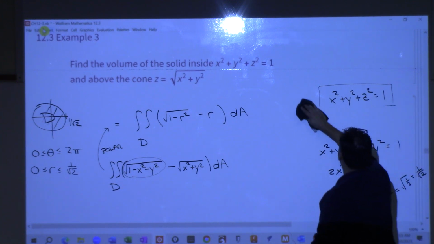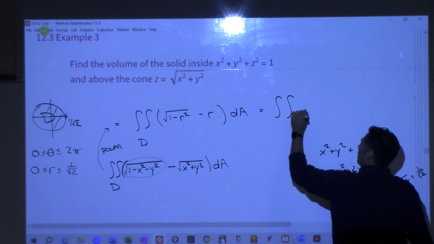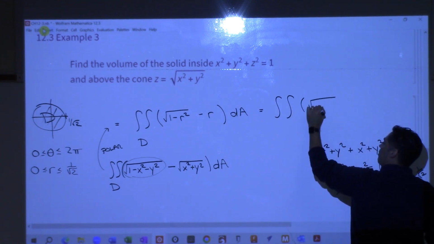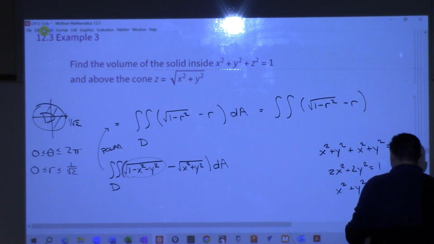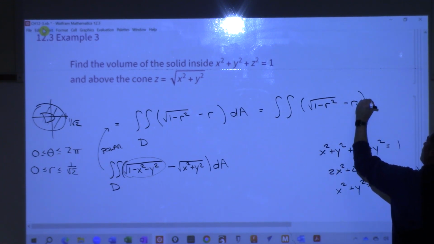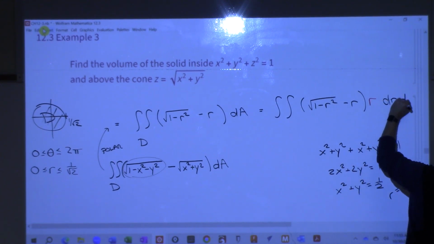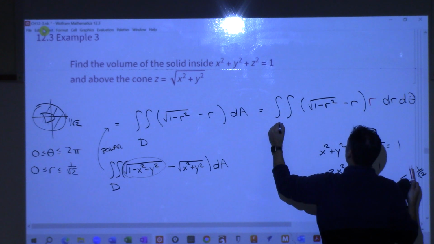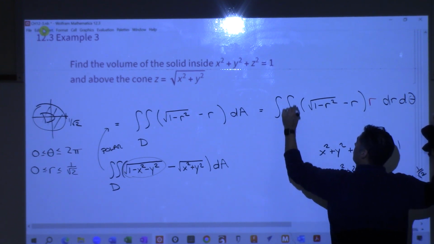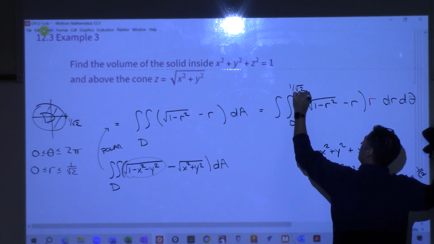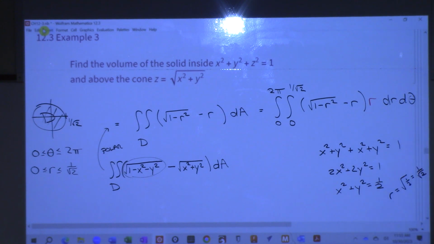And now I'll go ahead and get my double integral. Let's get our limits of integration. Let's stick the r in there, right? We need that r to come in. Okay, here comes the r. And yeah, we'll still stick with dr d theta. So r, radius, is the inside one, 0 to 1 over root 2, and then the outer one, 0 to 2 pi. There we go.